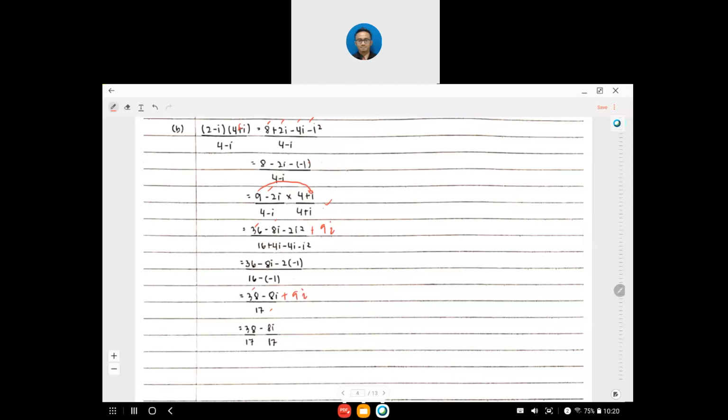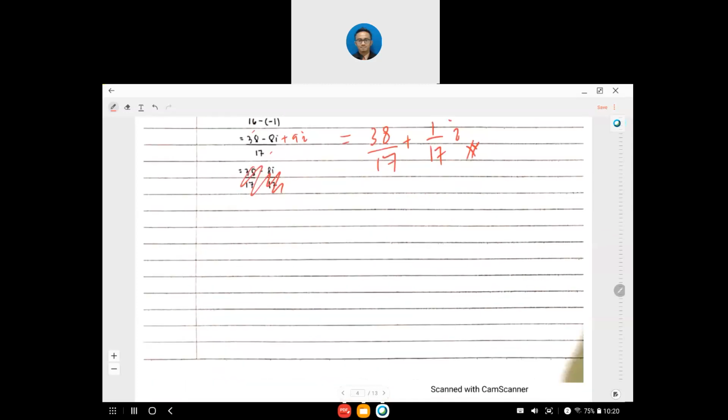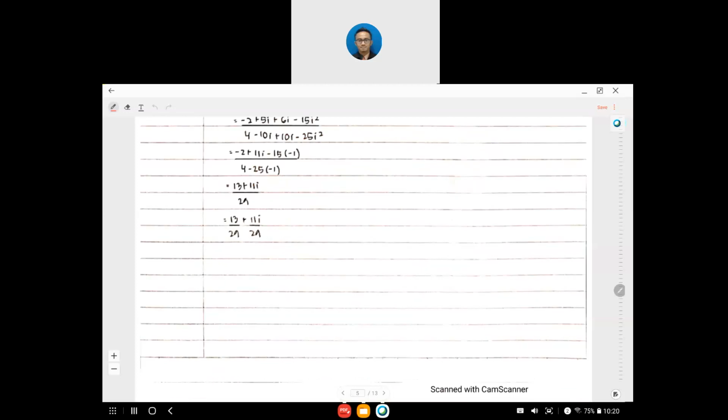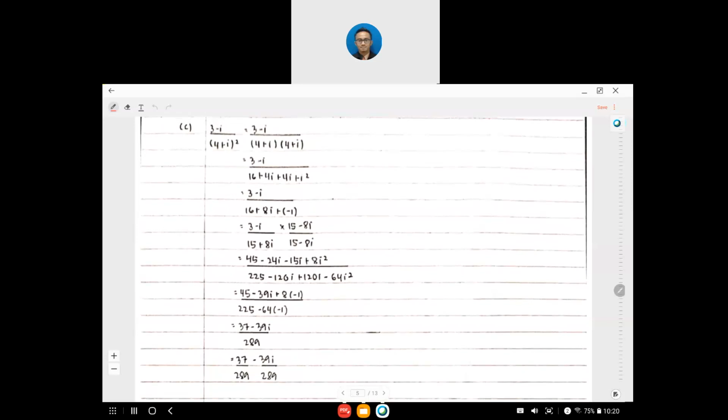So your final answer supposedly 38 over 17 plus 1 over 17i. So this is the final answer. Okay. That one is B. For C, 3 minus i divided by 4 plus i squared.